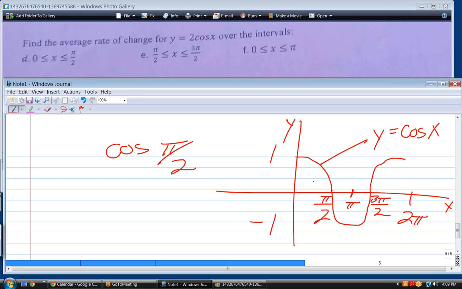And notice that at the first quarter point, 0, it's 1. At the second quarter point, it's 0. At the third quarter point, it's minus 1. At the fourth quarter point, it's 0 again. And finally, at the fifth quarter point, or back where it starts, it's the same thing it starts at. So you need to memorize this curve to get all of your sine and cosine of these quadrantal angles.